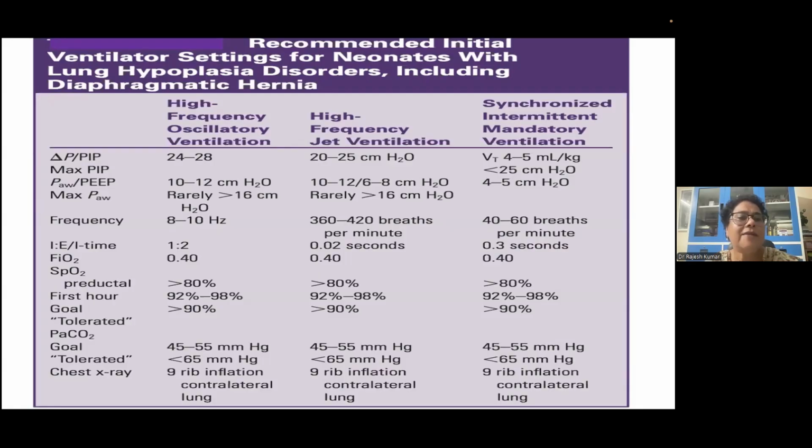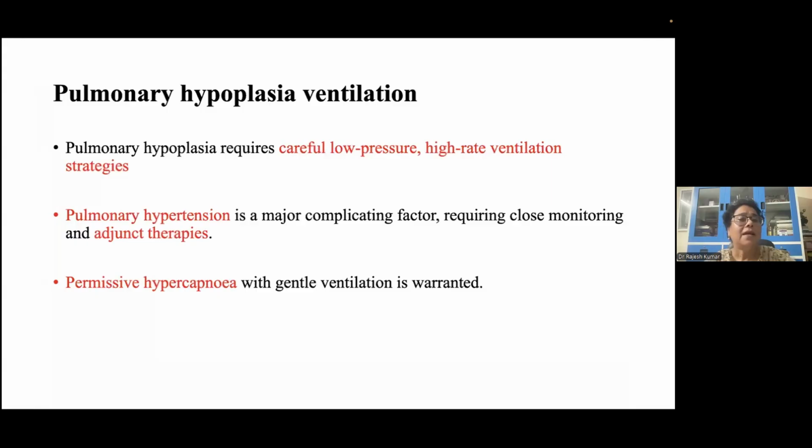If we are using high frequency ventilation, the delta P is kept at 24 to 28 with PEEP of 10 to 12, that is, the distending pressure at 10 to 12 centimeter of water, and the frequency is maintained at 8 to 10. The rest of the goals are similar to those of synchronized intermittent mandatory ventilation. When we are ventilating for pulmonary hypoplasia, we have to keep in mind certain things: it requires careful, low pressure, high rate ventilation strategies. Pulmonary hypertension is a major complication, so it needs to be treated with adjunct therapy, and permissive hypercapnia with gentle ventilation is warranted.